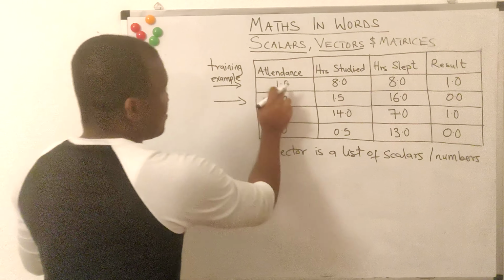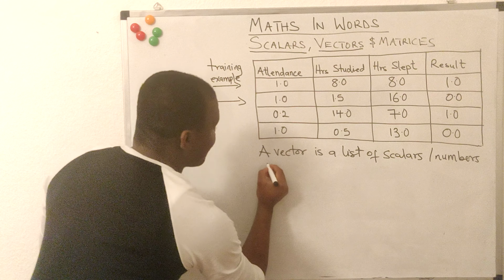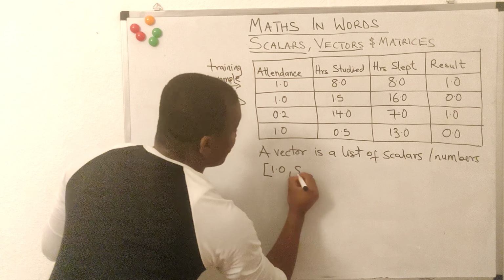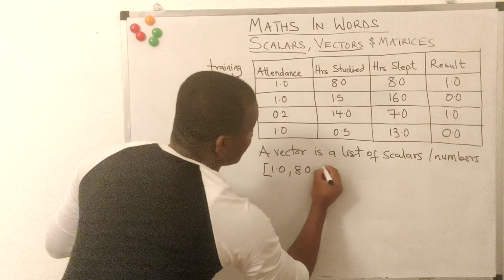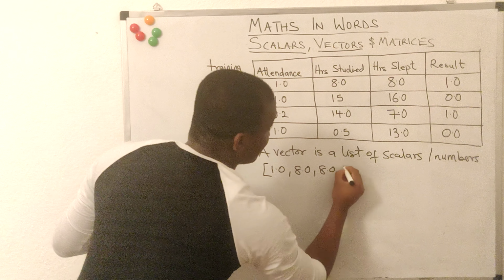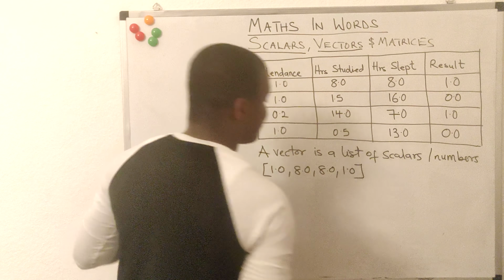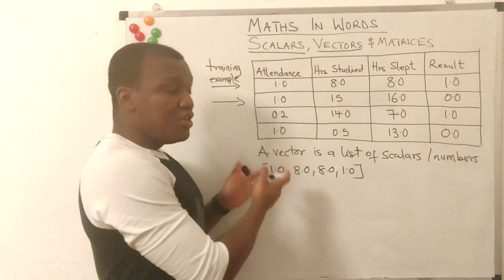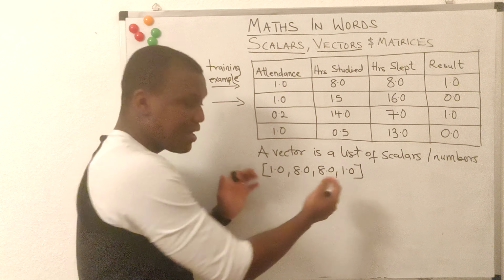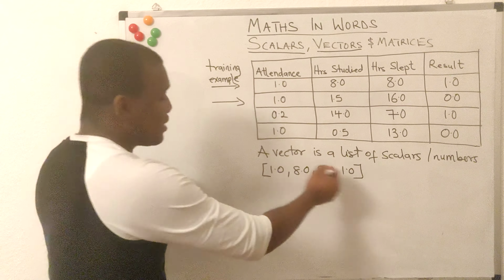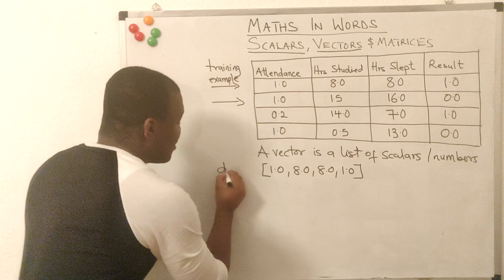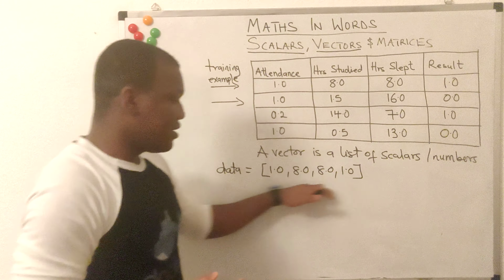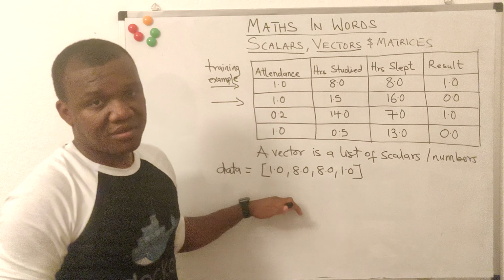So, the first row is a vector which is written as 1.0, 8.0, 8.0, 1.0. Surprisingly, this is the same way you represent vectors in Python. So I can say data is equal to this, and this is a valid Python statement.